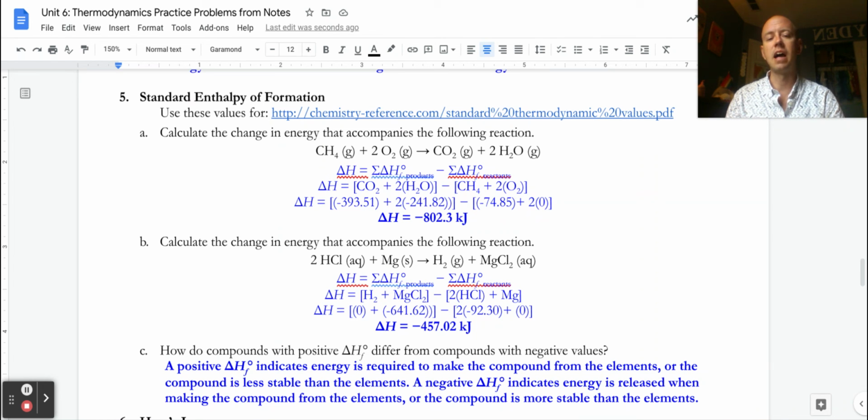A positive value indicates that the compound is maybe less stable than the elements themselves, or more correctly, that it requires energy to make it from them. So that positive and negative value doesn't just have a numeric meaning, it also has a meaning that's tied to the stability or to the energy that is exchanged throughout the process.